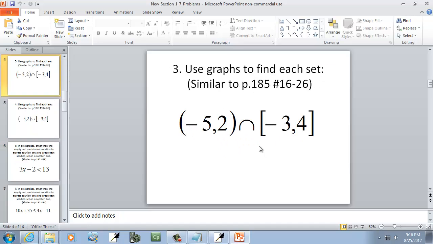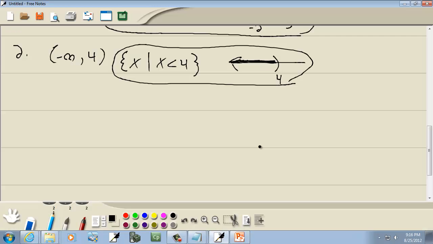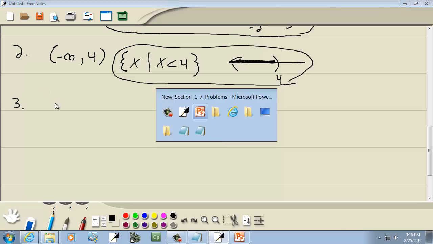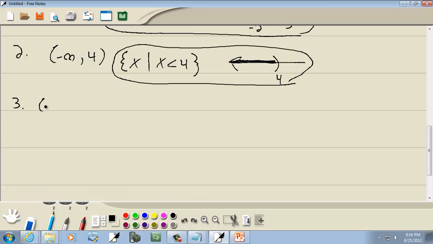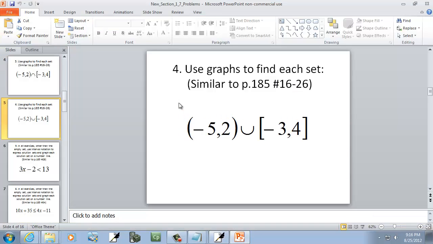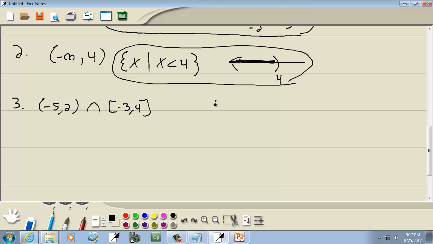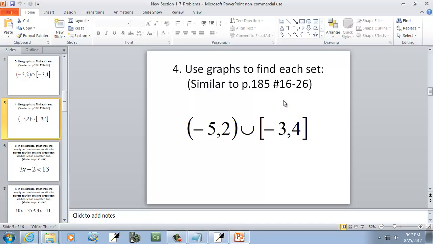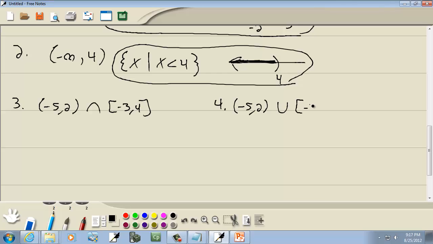Now the next two kind of go together. So let me put it. We got negative 5, 2, intersection, negative 3, 4. And our next one is negative 5, 2, union, negative 3, 4.